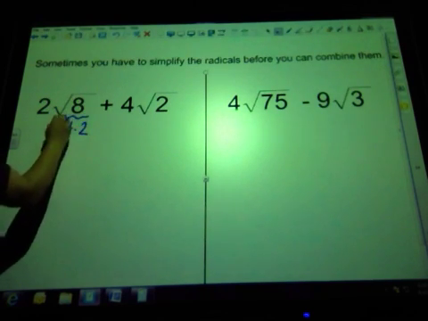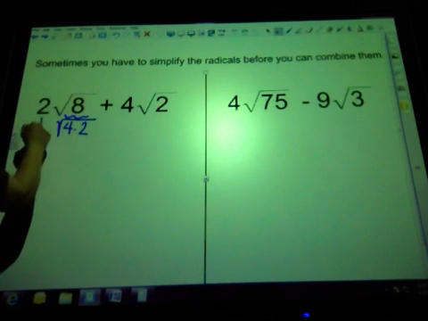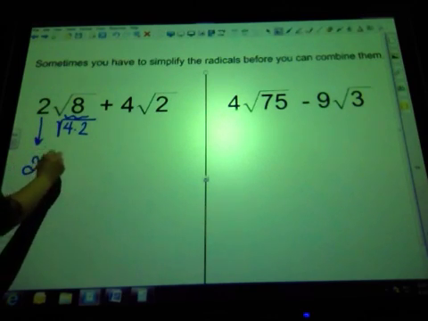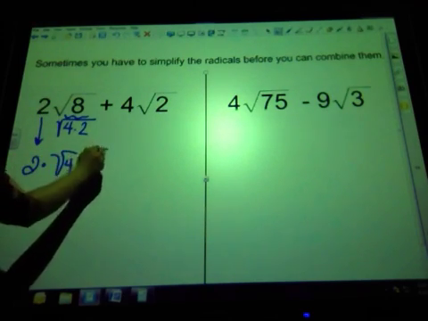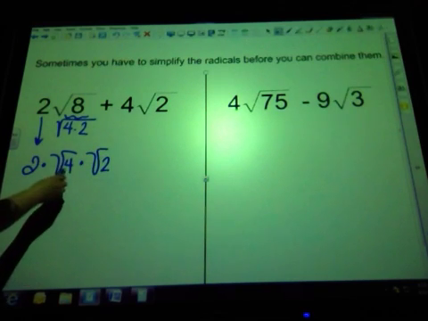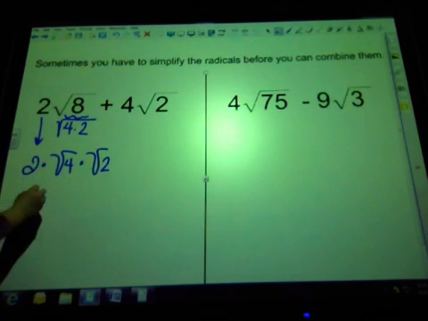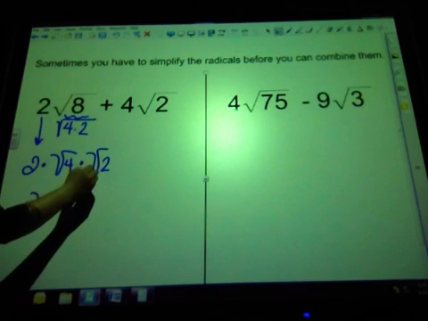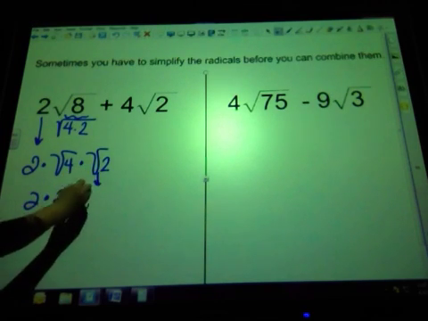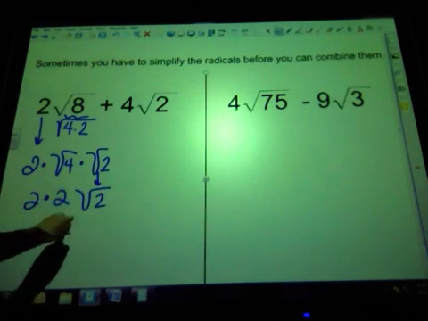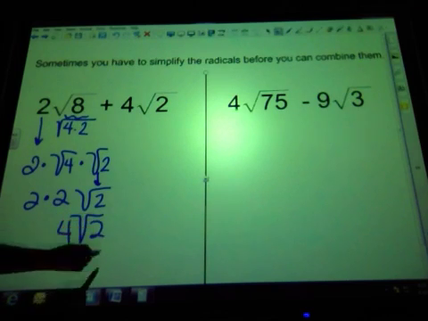times 2. So I'll do the 2 that was out in the front times the square root of 4 times the square root of 2. Square root of 4 is 2, so I'm going to do 2 times 2. And then, looky here, I have a square root of 2. 2 times 2 is 4. So really I have 4 times the square root of 2.